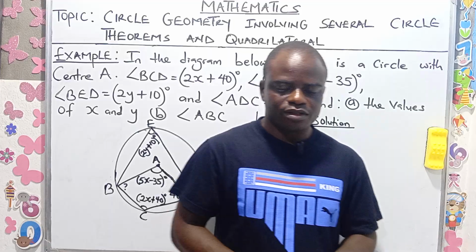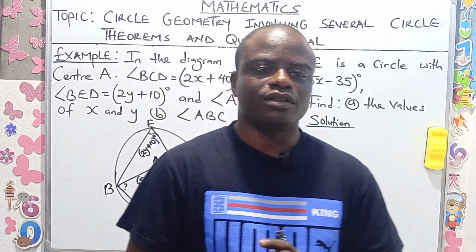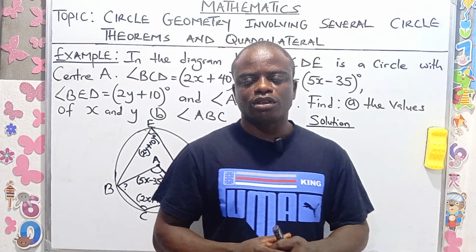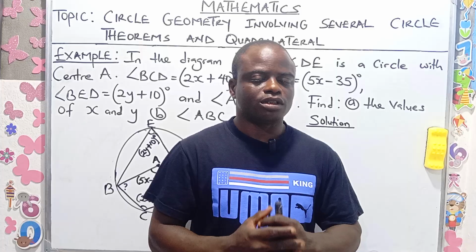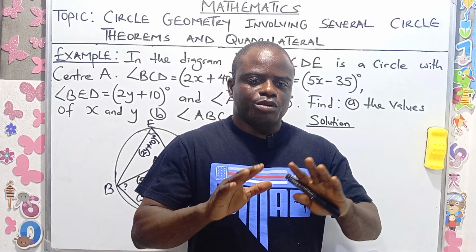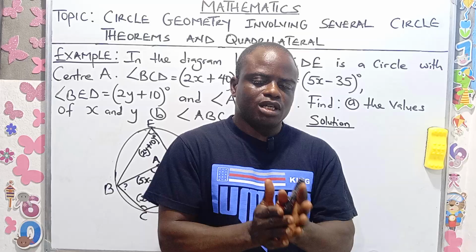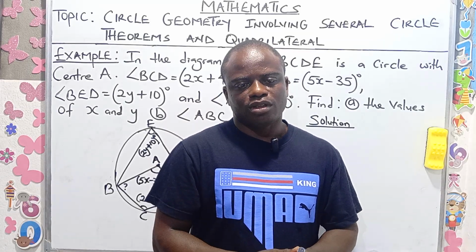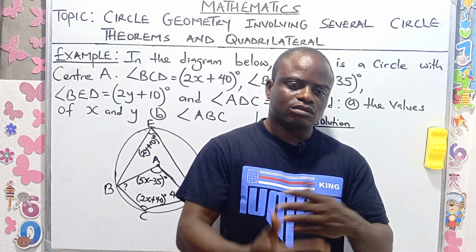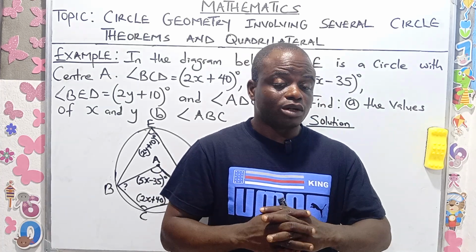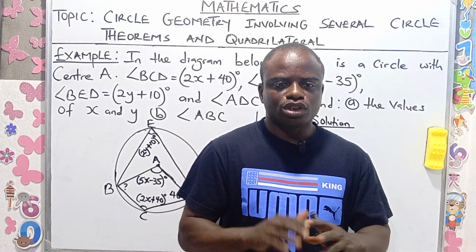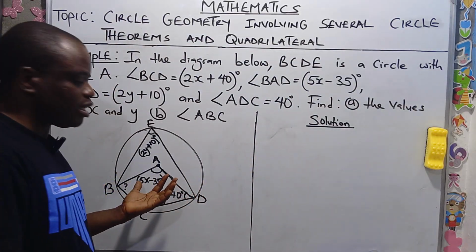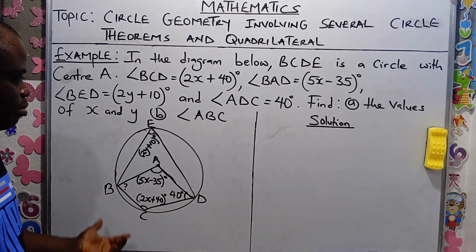Today, we'll be considering circle geometry involving several circle theorems and quadrilaterals. There will be a quadrilateral in the circle geometry, and several theorems will also be included. What you need to do is to understand all the circle theorems so that when you see them, you can easily identify the one to apply.